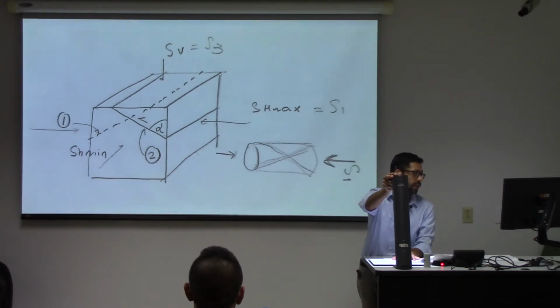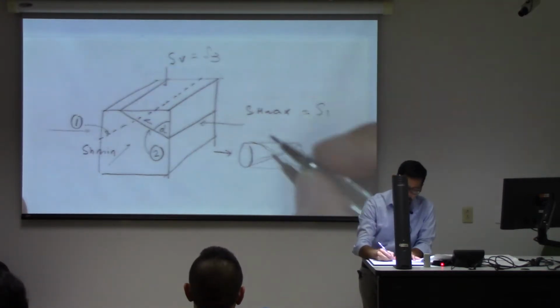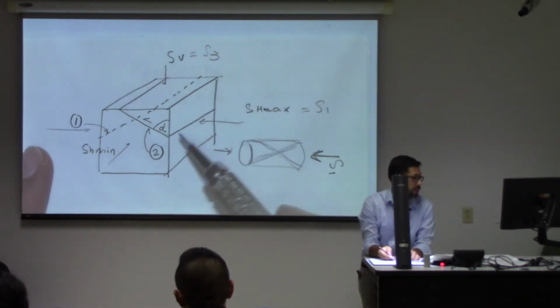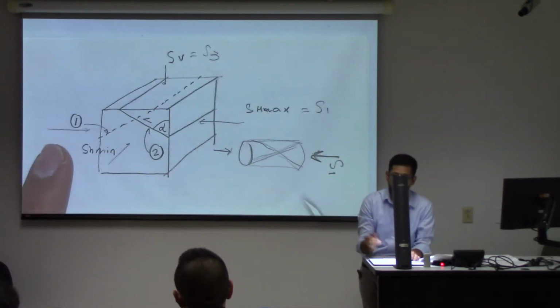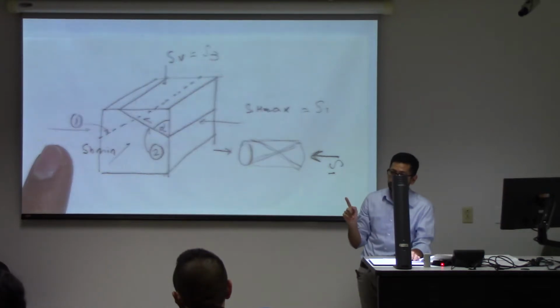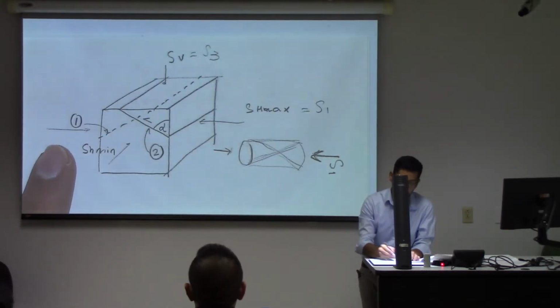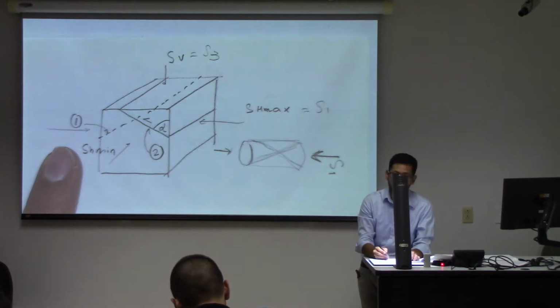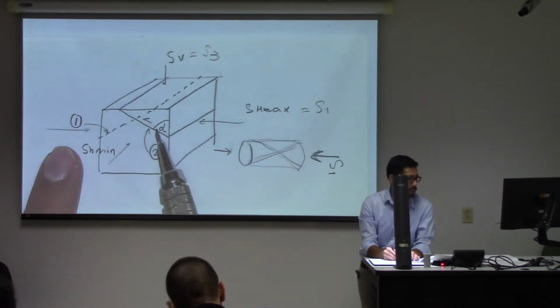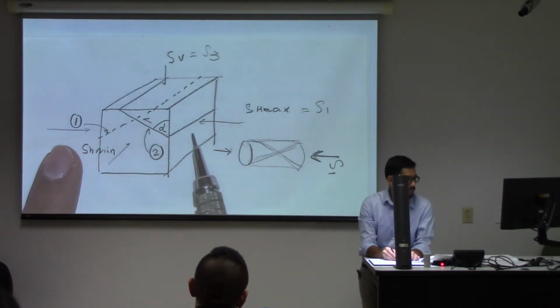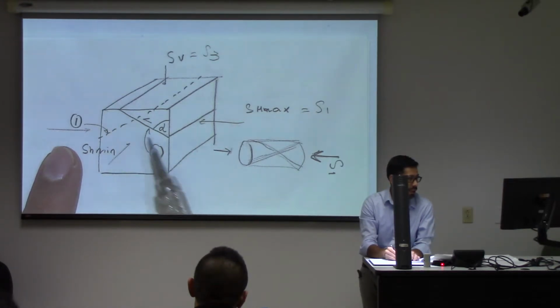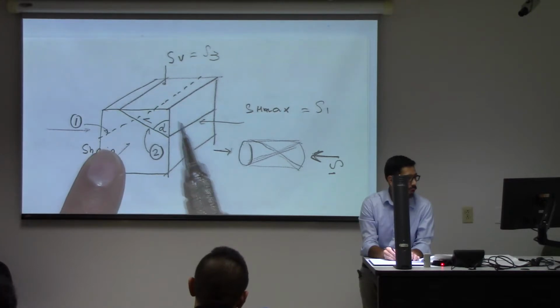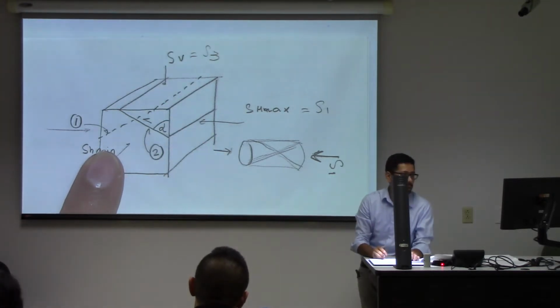S1 in this case is SH max because it's reverse. So it goes in this direction. And the other piece of information that we need is S3. And S3 we know, because it is reverse faulting, is in this direction. So the rock is going to break in such a way that you're going to have faults oriented steep relative to this plane. And those are going to move always in the direction of S3.